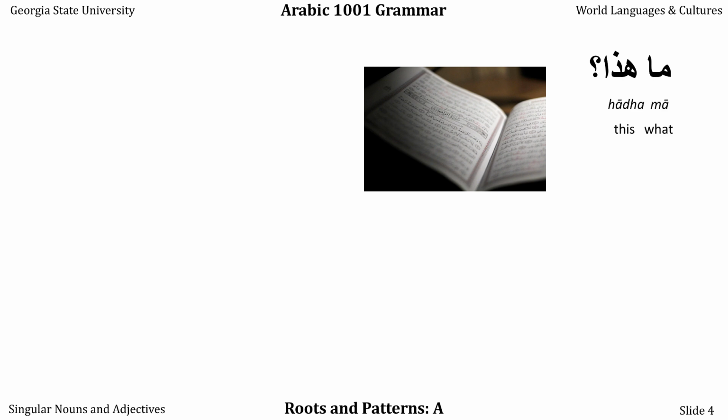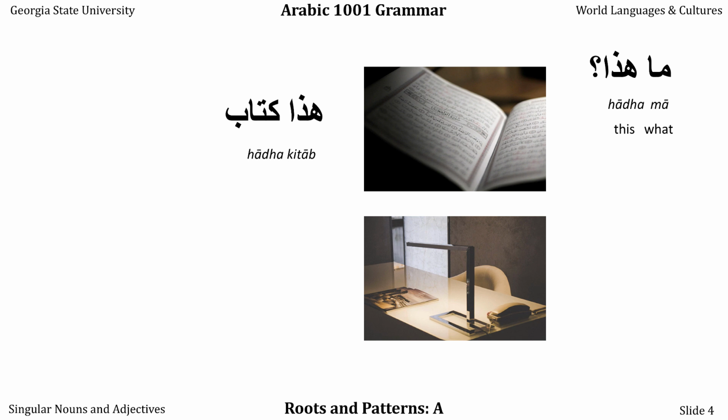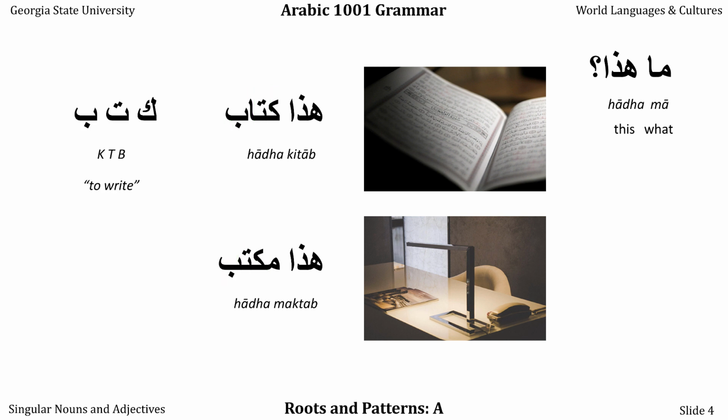Ma hadha, what's this? And our answer is hadha kitab, this is a book. Ma hadha, what's this? Our answer is hadha maktab, this is a desk or office. We know that they have the same three letters in common, kaf or k, ta or t, and ba or b. And the root kaf ta ba means to write.